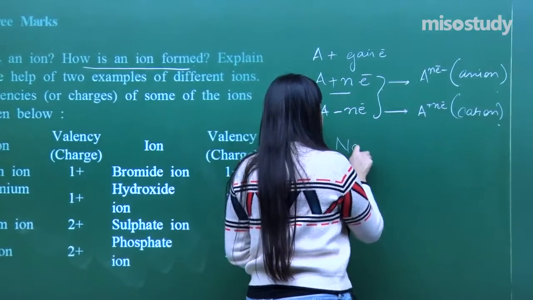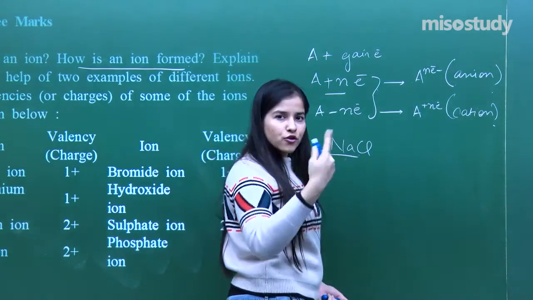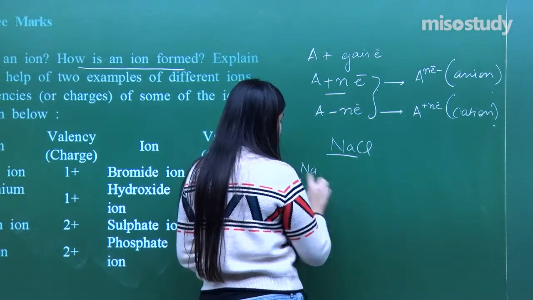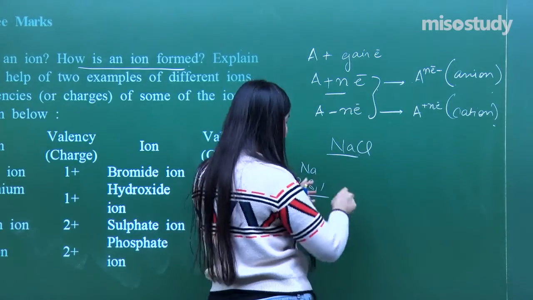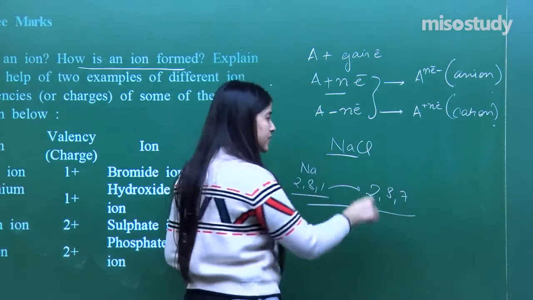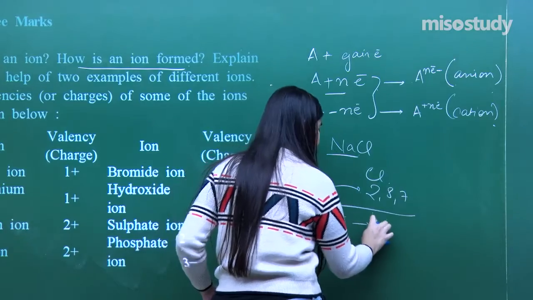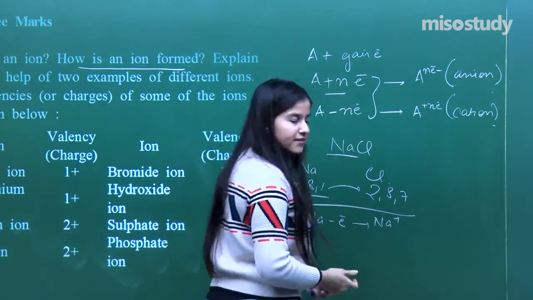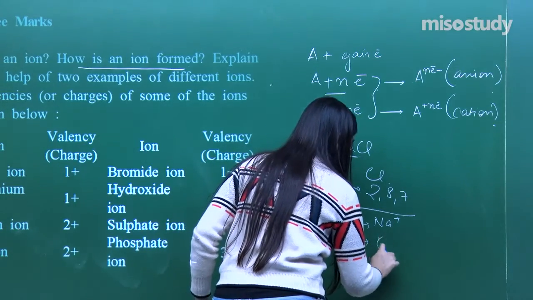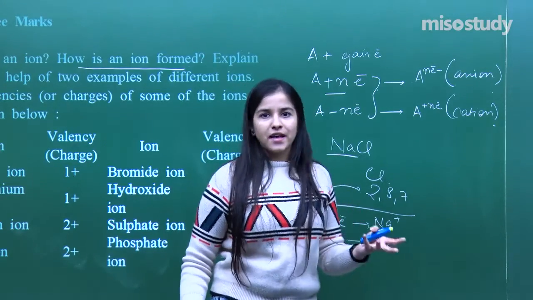See, in NaCl, sodium, right, does it gain 1 electron or lose? It loses 1 electron. So it has 2,8,1 as the electronic configuration. It needs to lose 1. Chlorine has 2,8,7. Both need to complete their octets. So Na will lose, generating a cation, whereas Cl will gain, generating an anion, right? So that is how you need to give an idea through an example.